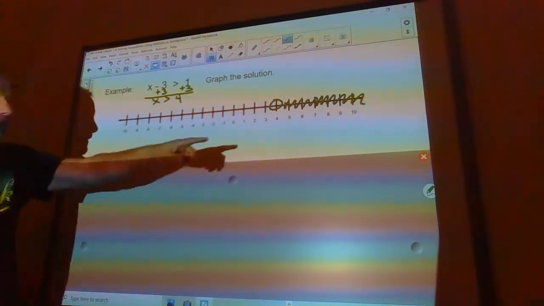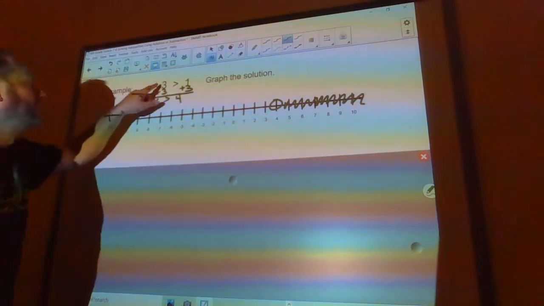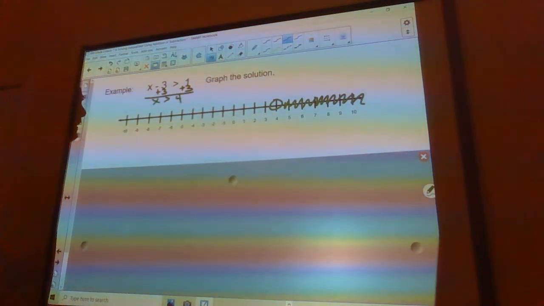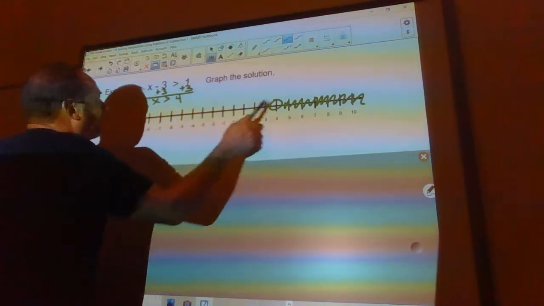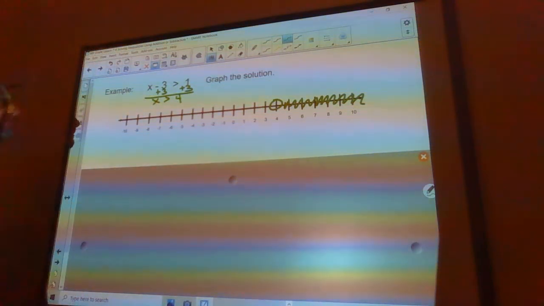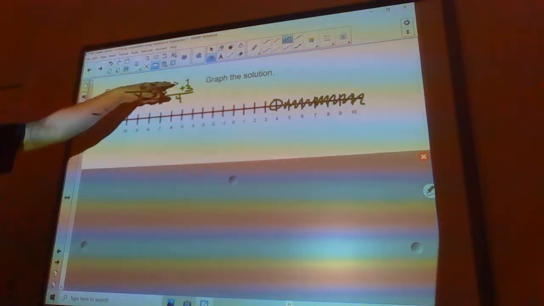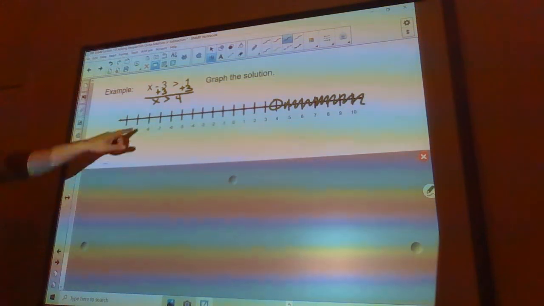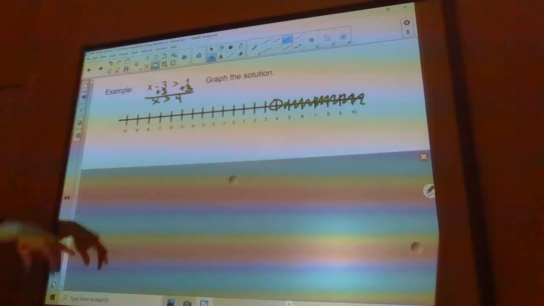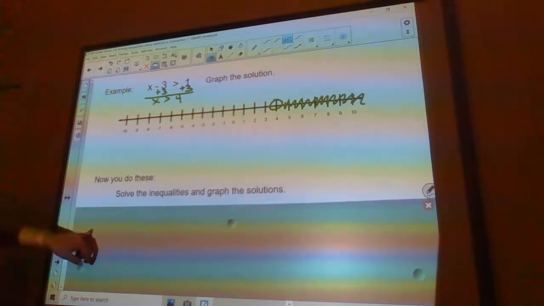So everything over here is a solution to both of these inequalities right here. So if I just took 10, let's say I took 10 and I plug it in here, I get 10 minus 3 is 7. And 7 is greater than 1. Okay, also down here, 10 is greater than 4. That's also a true statement.